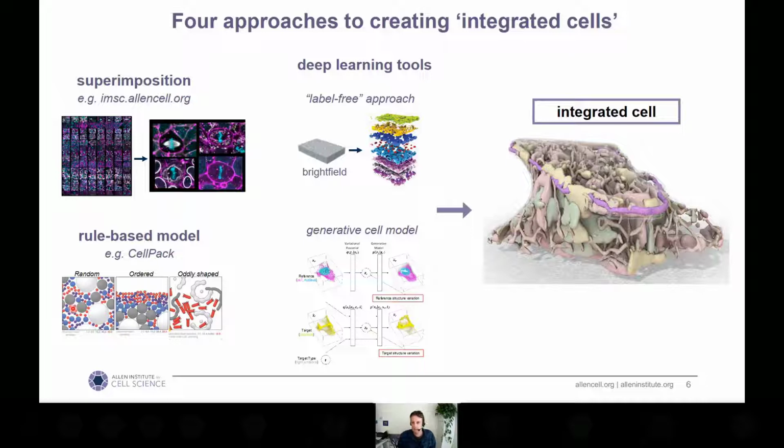And then there are 2 deep learning approaches that we have developed and that we are using in the Institute. One we call label-free. It's a typical image-to-image based approach where we predict organelle location and shape based on the bright field channel using a 3D UNet architecture. And the second is a generative model using a beta variational autoencoder. And it is this model that I will talk about today.